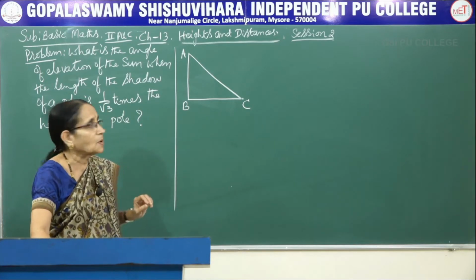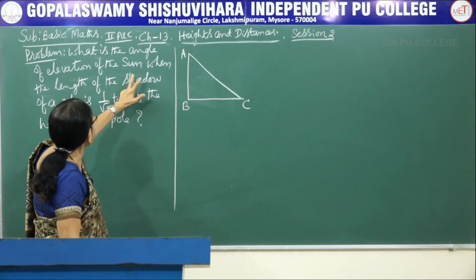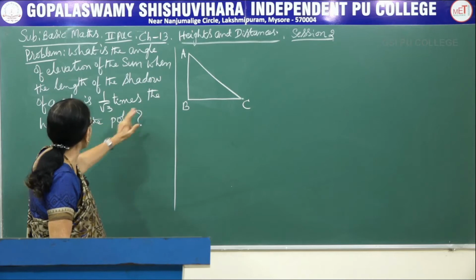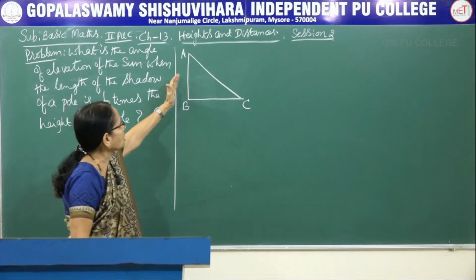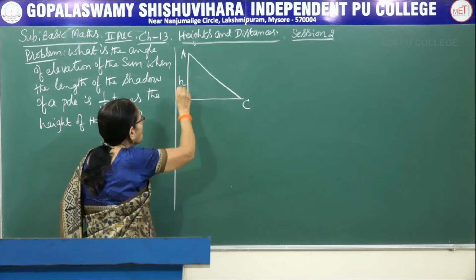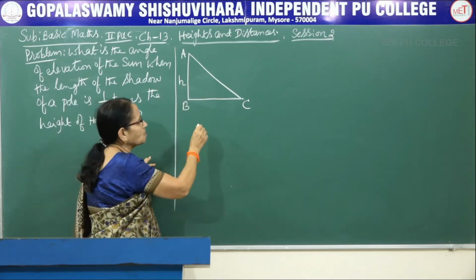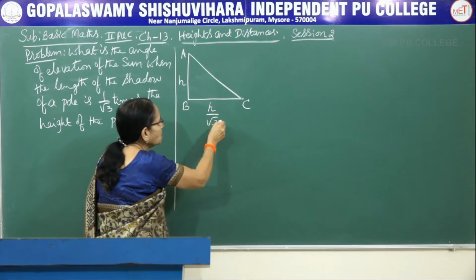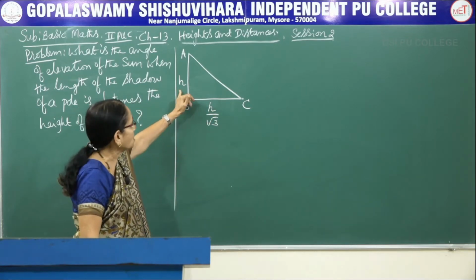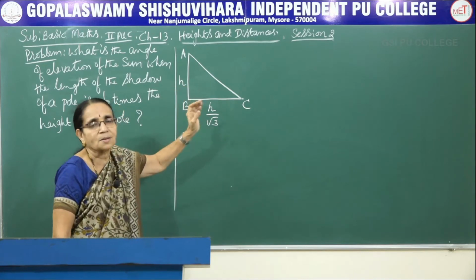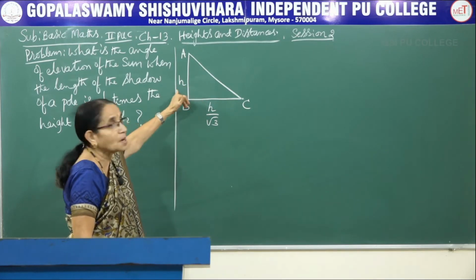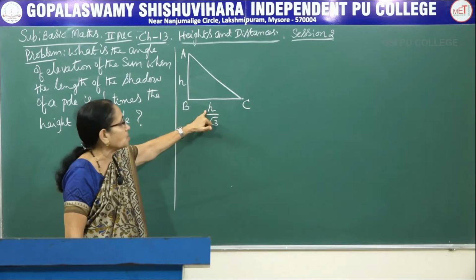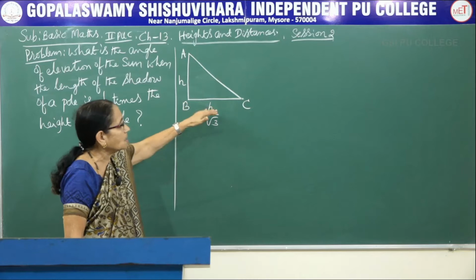And what's the condition given? When the length of the shadow of a pole is 1 by root 3 times the height of the pole. If you take the height to be equal to h, then 1 by root 3 times means h into 1 by root 3, or you can write it as h by root 3. We do not know the exact height here, so I have taken it as h. Let h be the height of the pole, then according to the condition, h by root 3 is the length of the shadow.